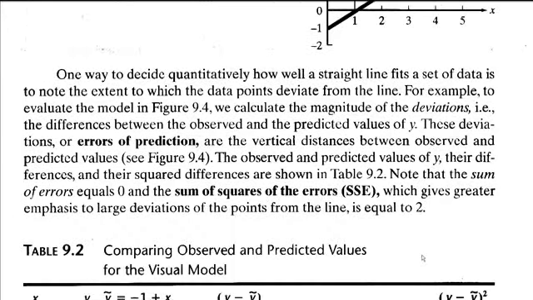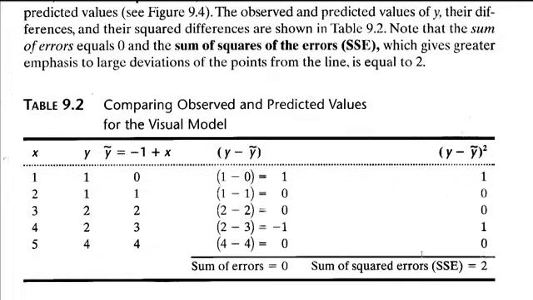Note that the sum of errors equals 0, and the sum of the squares of the errors, which is SSE, which gives greater emphasis to large deviations of the points from the line, is equal to 2. Let's see that. So we calculate, here's x, here's y. This is the model that we're proposing here, y hat. These are the predicted values, in other words.